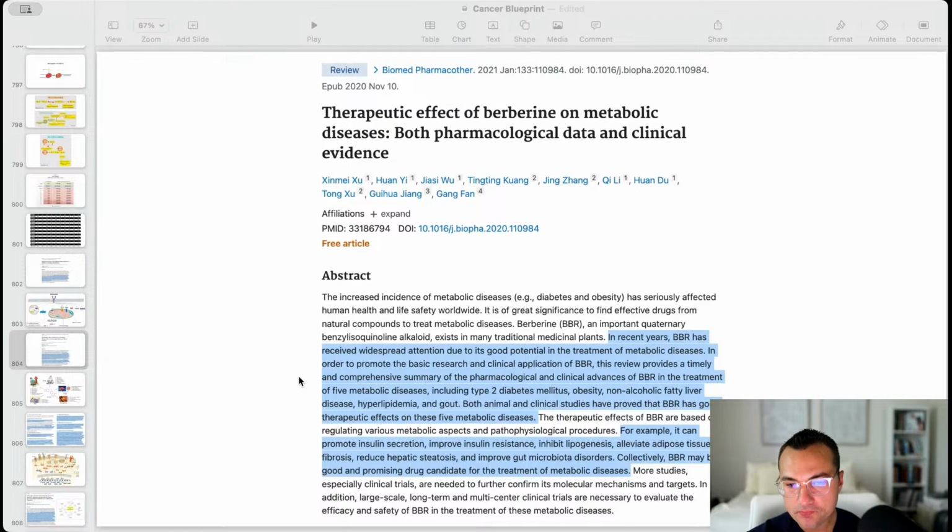For example, it can promote insulin secretion, improve insulin resistance, inhibit lipogenesis, alleviate adipose tissue fibrosis, reduce hepatic steatosis or fatty liver, and improve gut microbiota disorders. Collectively, berberine may be a good and promising drug candidate for the treatment of metabolic diseases. So it's a pretty glowing review according to this particular paper that was published in 2021.